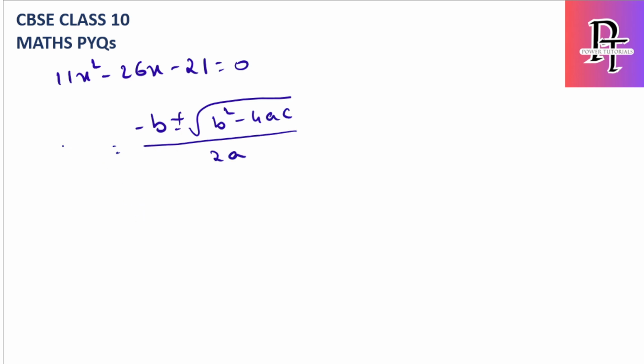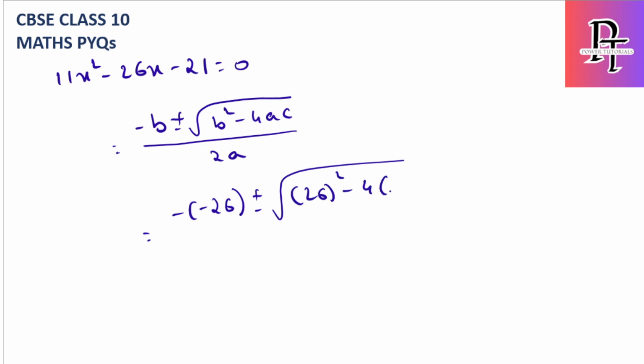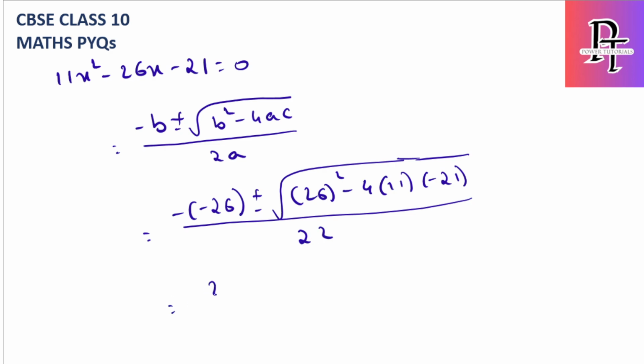So we have to substitute minus b, which is minus of minus 26, plus or minus root of b square, which is 26 square, minus 4 into a value 11, c value minus 21, by 2 into 11, which is 22. So this becomes 26 plus or minus root of 26 square.